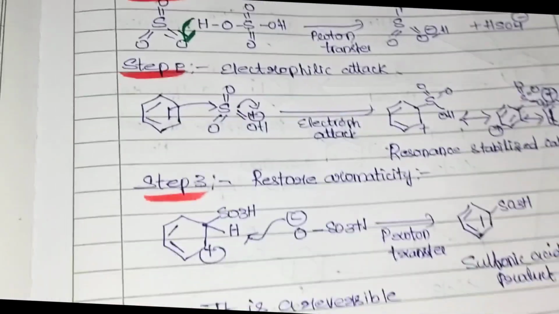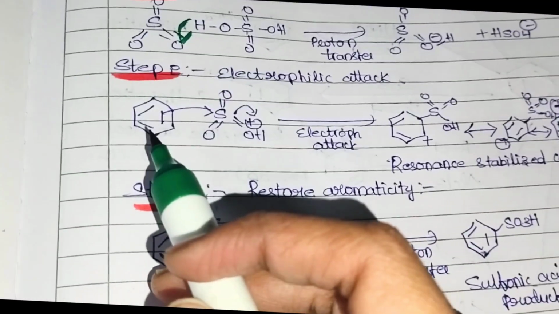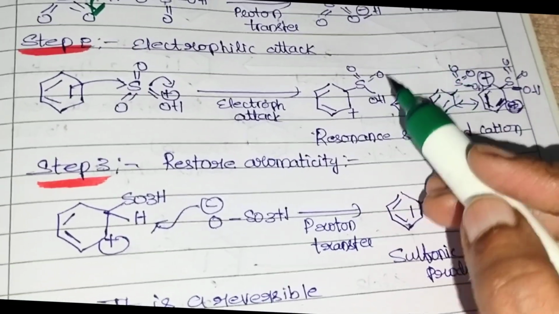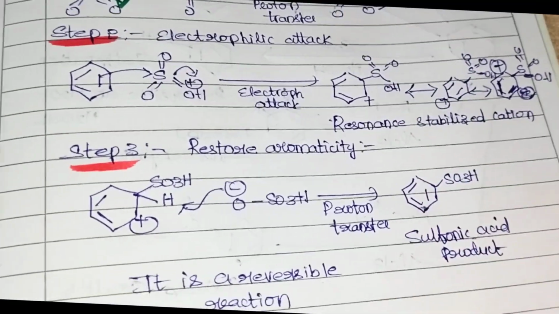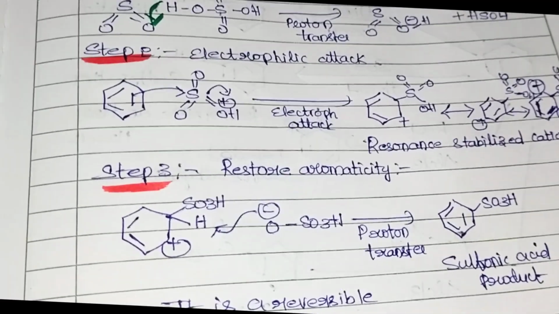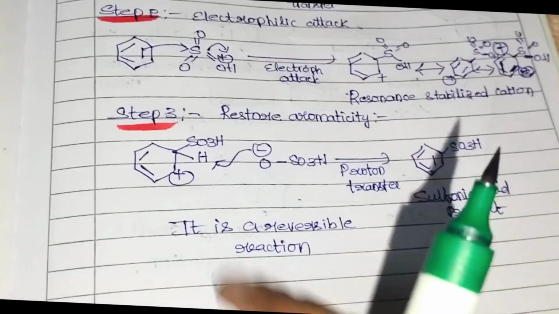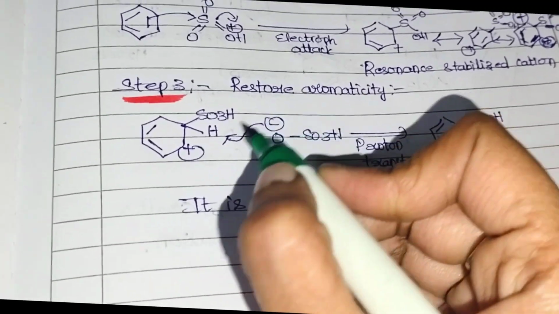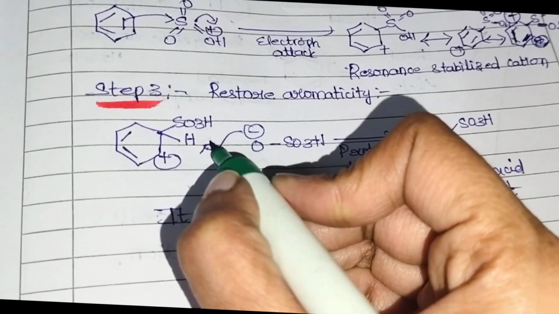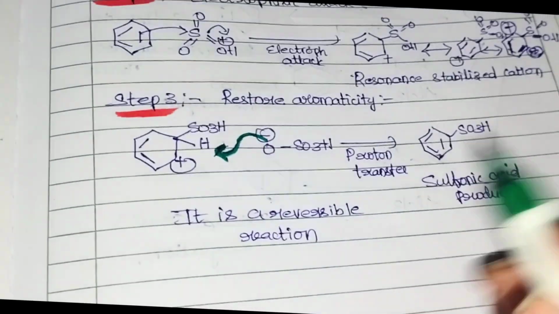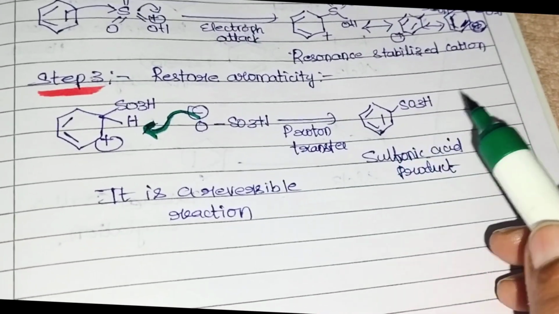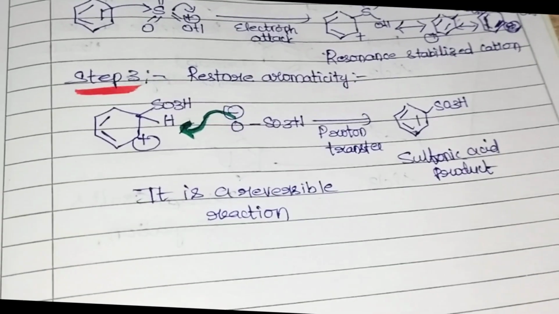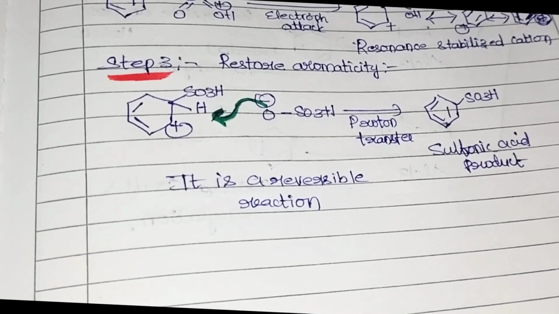It will attack the benzene ring, so we will get again 3 resonance structures, with SO3H attached. After that it will lose its aromaticity, same as usual, and to restore the aromaticity a proton will be lost here to form the sulfonic acid. Proton transfer takes place and H2SO4 is formed.